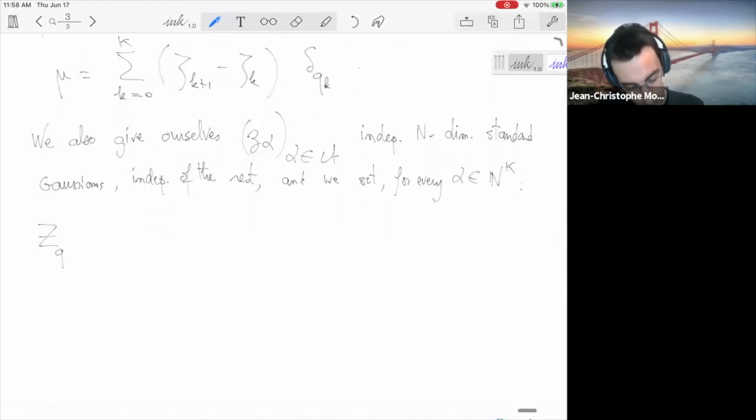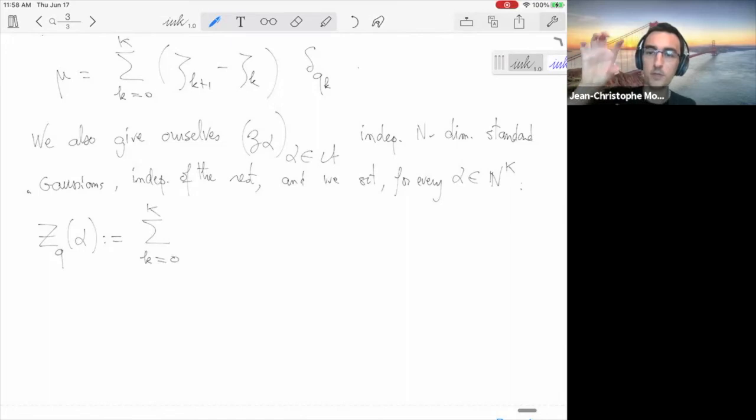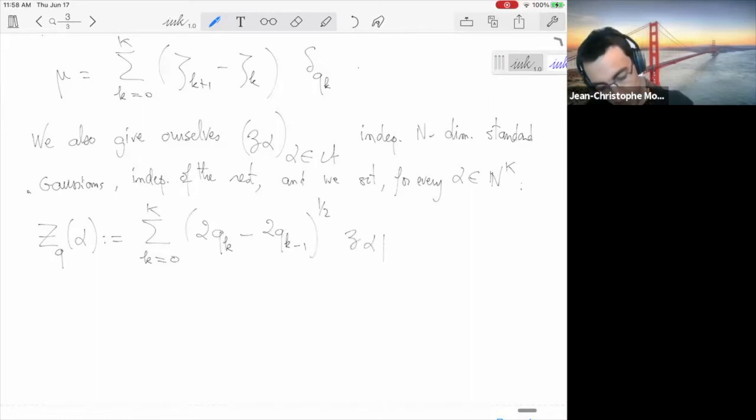I'm going to write ZQ of alpha to be the sum for k from 0 to capital K. Yeah, so I said Q1 is the length we add later, but in fact, Q1 is rather the sum of the two lengths. So let me write the formula. So I'm going to write square root of 2qk minus 2qk minus 1 times z of alpha restricted to k. Okay, so alpha is a leaf, and then I'm adding Gaussians with variance 2qk minus 2qk minus 1 at each level. So that I end up with in total the Gaussian with variance 2q capital K.